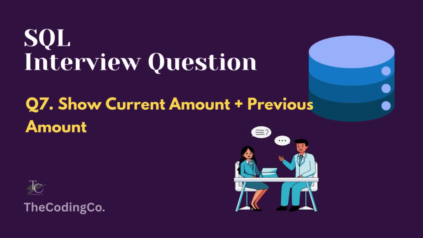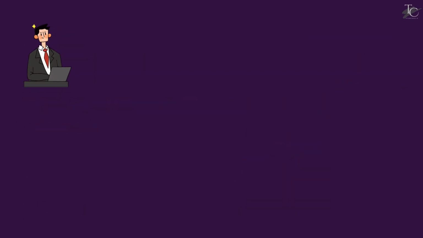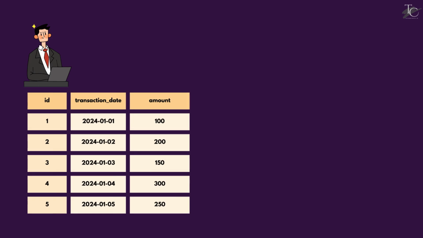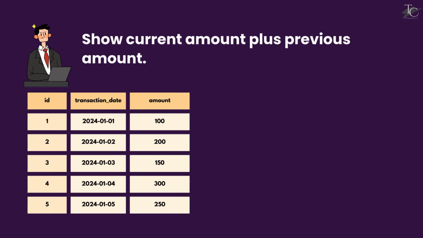Here is another interesting interview question. The interviewer gives you a table and says, show current amount plus previous amount in the same row. And suddenly many candidates start thinking about self joins. But this question is actually testing whether you know how to work with window functions. So let's break it down slowly.